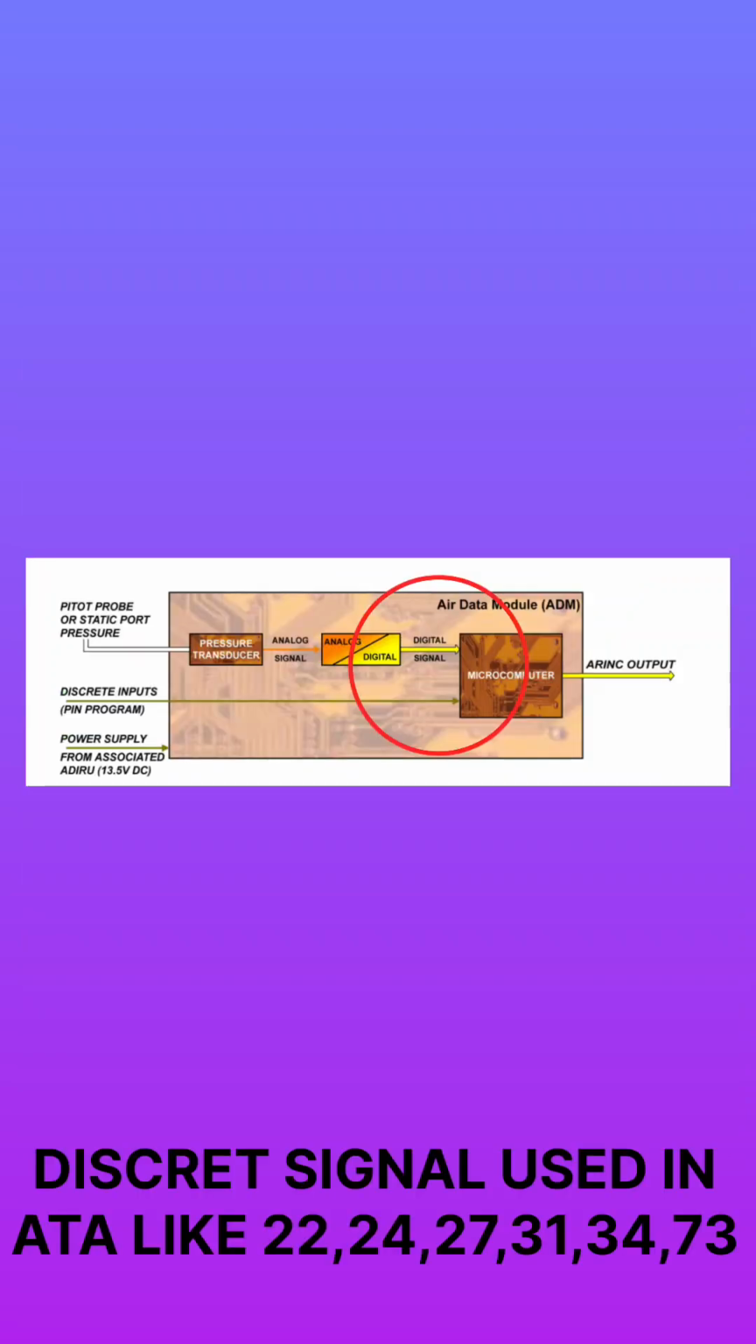Next is your discrete input. You will find it in mostly all the types of ATA chapters, like ATA 22, 24, 27, 31, 34, 73, like that. Because mostly you'll find the interface between the computer and the system or the sensor. So in mostly any computer you'll find there is an analog signal and a digital signal. So this will show the discrete input and output between the two systems.